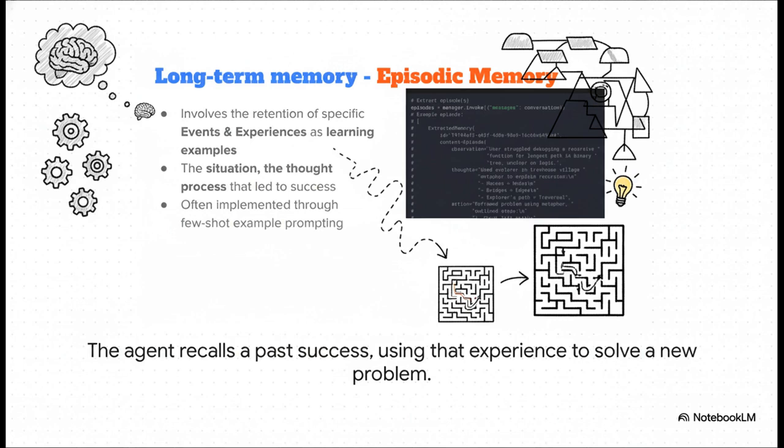It actually remembers the specific thought process it used, the metaphor that finally made it click for the user, and it applies that same winning strategy to a brand new problem. This is how an AI can actually learn from its experience.